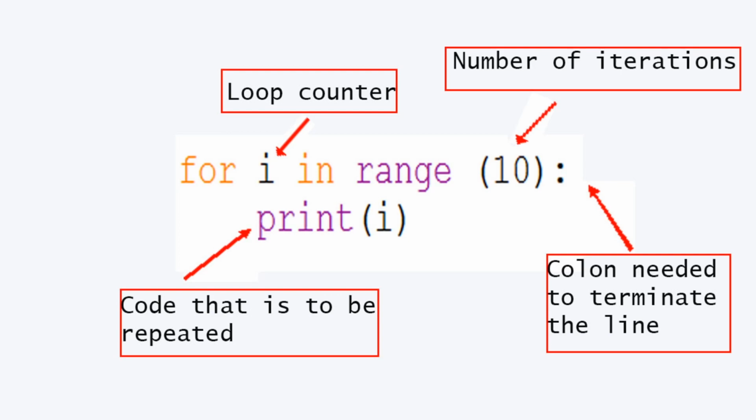So with the for loop syntax, what happens here, you have obviously the reserved word for, you have the loop counter I, you have the number of iterations, or the number of times it's going to be repeated, you have the code that is to be repeated that is indented, and you have the colon needed to terminate that line, and that's the syntax needed.